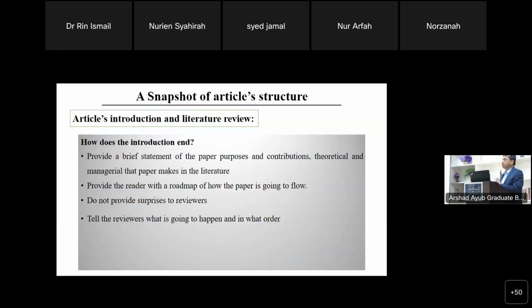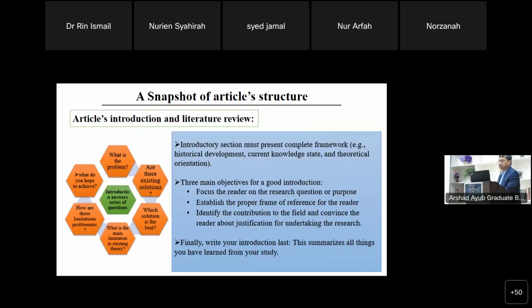So, as I was speaking about the introduction and literature review, how does the introduction end? Let me go back to the previous slide. Introductory section must present complete framework, historical development, current knowledge state, and theoretical orientation. The main objective for a good introduction should be you focus the reader on the research question or purpose, establish the proper frame of reference for the reader, identify the contribution to the field, and convince the reader about justification for undertaking the research. And finally, you write the introduction last. This summarizes all things you have learned from your study.